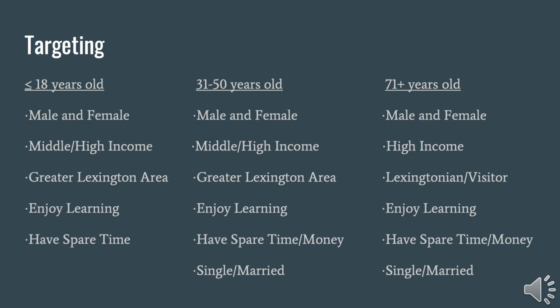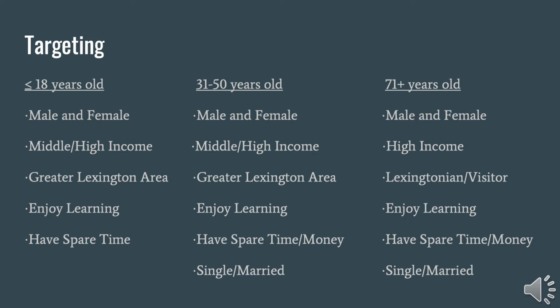We divided our targets into three separate groups, those 18 years of age and younger. They can be male or female from middle to high income families in the greater Lexington area who enjoy learning and have spare time. We have 31 to 50-year-olds who can be male or female from middle to high income families in the greater Lexington area who enjoy learning and have spare time and money to visit a museum. They can be either single or married.